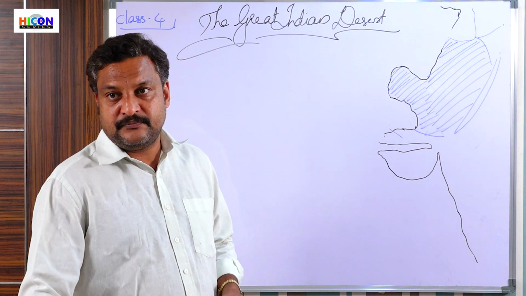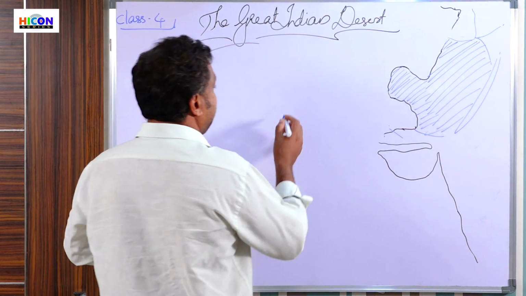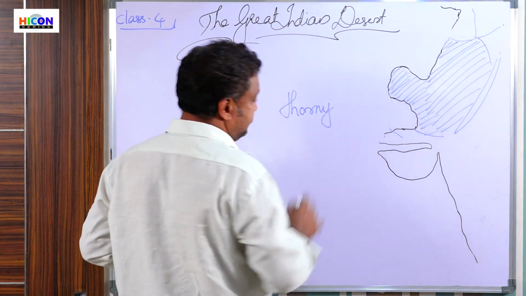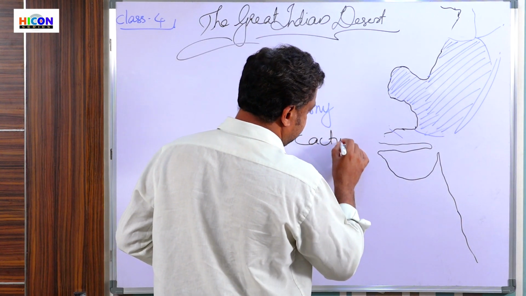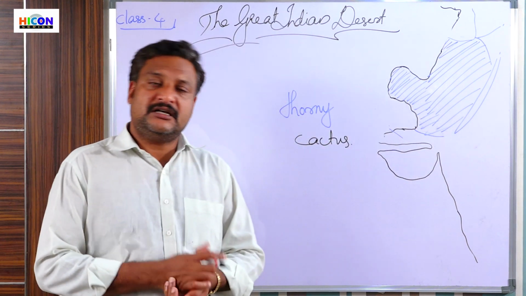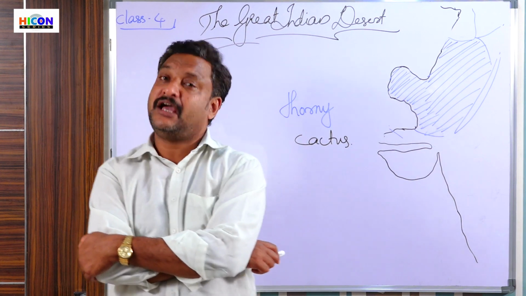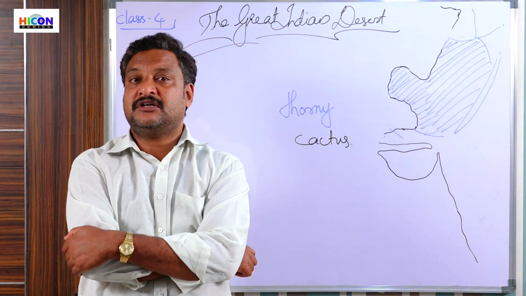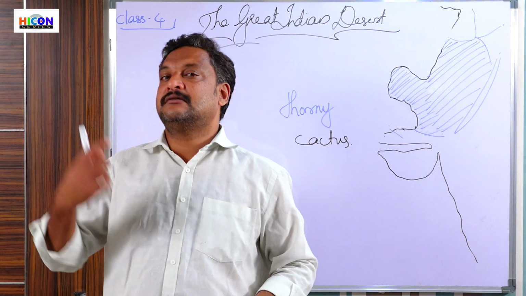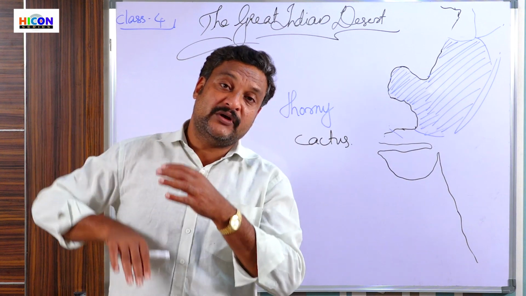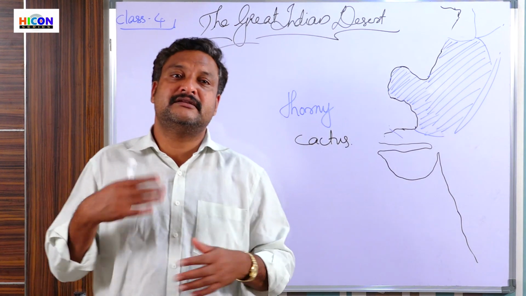As water is very scarce, plants and animals are also very few in this region. The kind of plants we can commonly find here are thorny plants, like cactus. So what is the speciality of cactus? There are two specialities that make the cactus an ideal plant which can grow in desert and dry regions. One, its roots can go very deep and far in search of water.